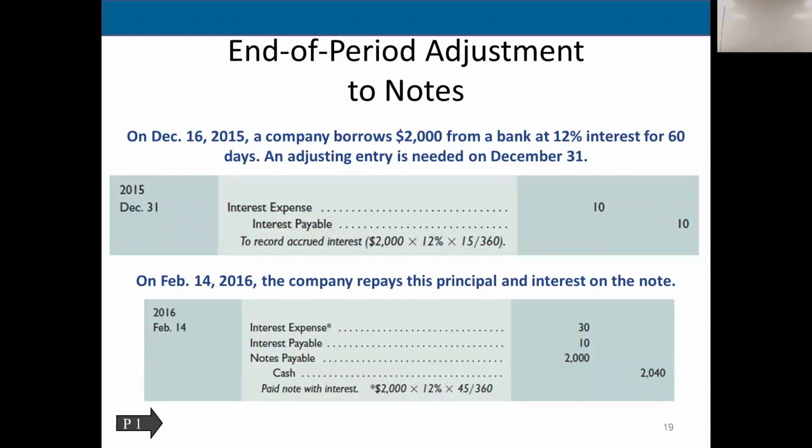But you would want to, if I'm recording this expense, where are my expenses going to go on December 31st?